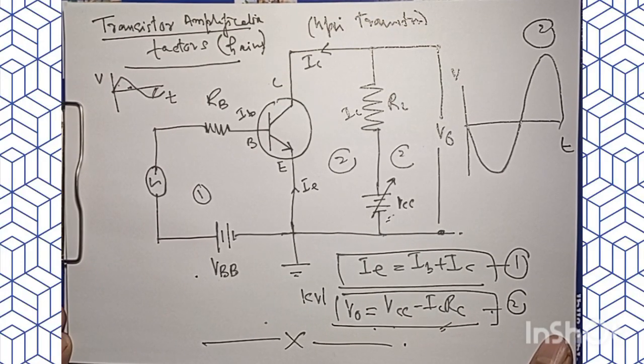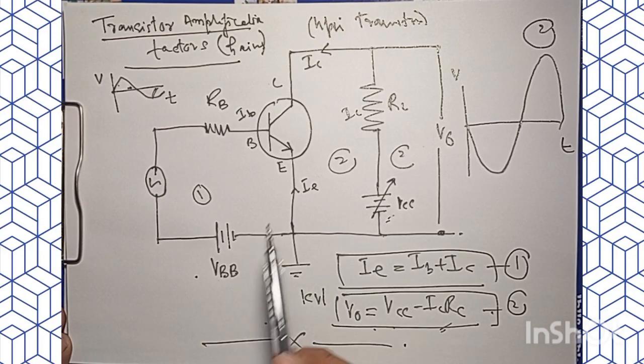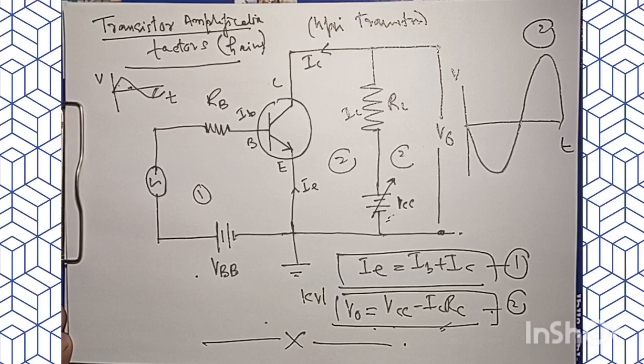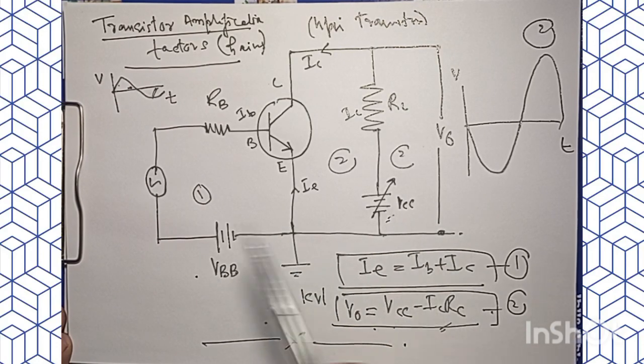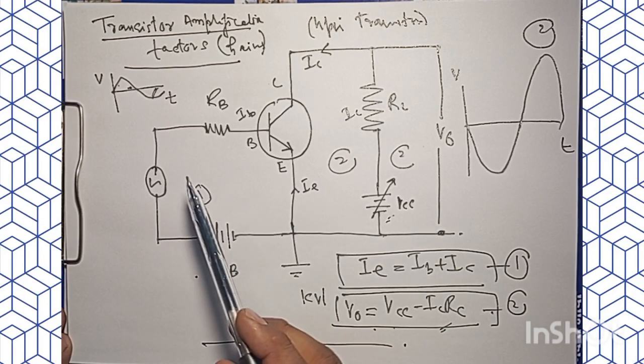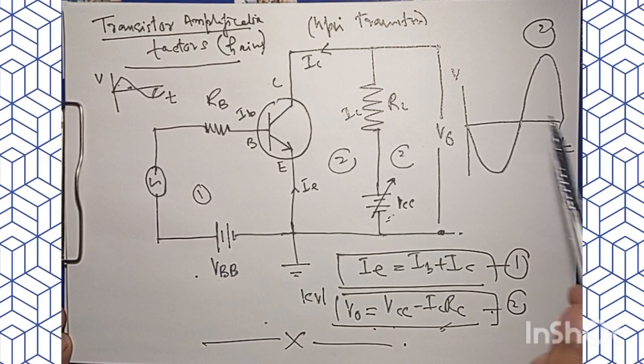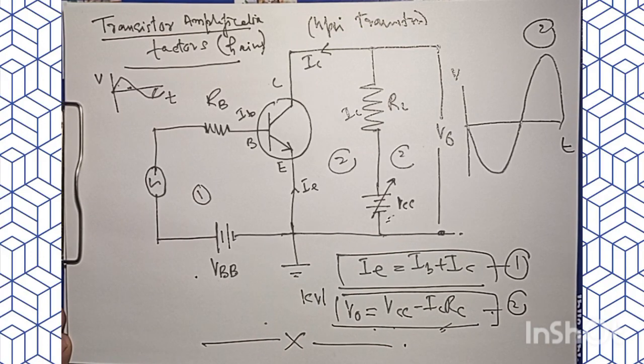Now, in this video, we will proceed from our previous lecture in which we discussed the common emitter configuration of an NPN transistor, and from there we tried to understand how the amplification takes place, and how the output is out of phase with respect to the input. Now, in this video, we'll be talking about transistor amplification factors, or simply transistor gains.